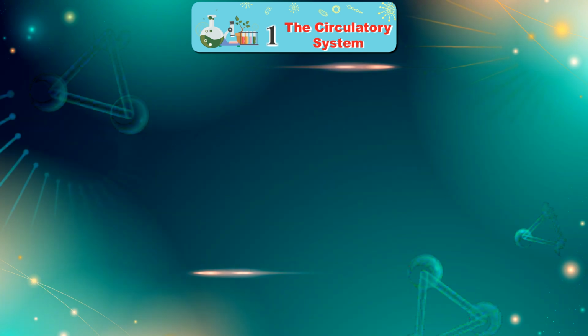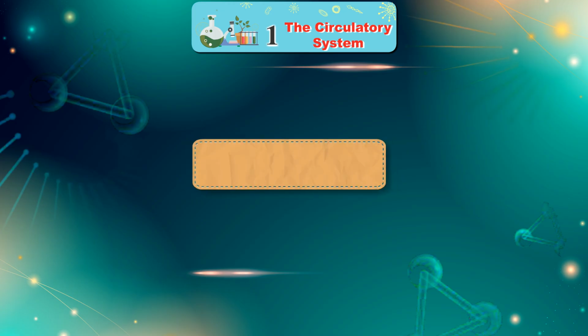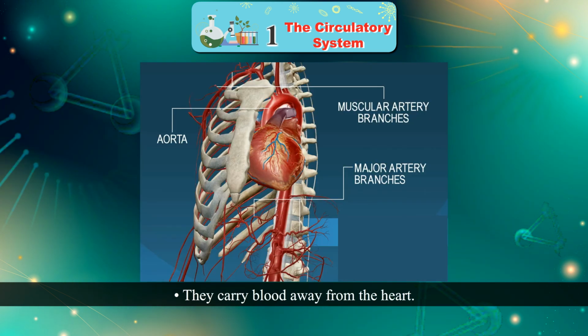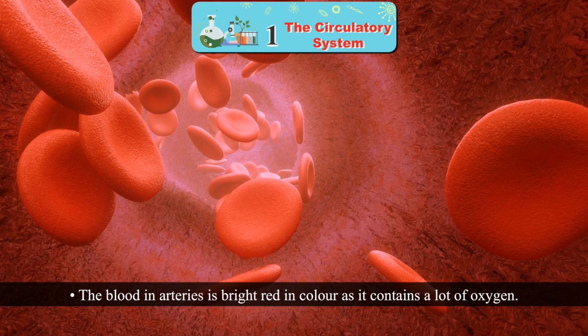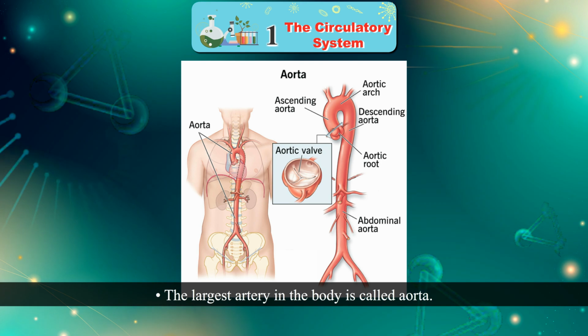Blood vessels. Blood flows through the tubes called blood vessels. Arteries. They have thick and muscular walls. They carry blood away from the heart. The blood in arteries is bright red in color as it contains a lot of oxygen. The largest artery in the body is called aorta. It branches out into other arteries.